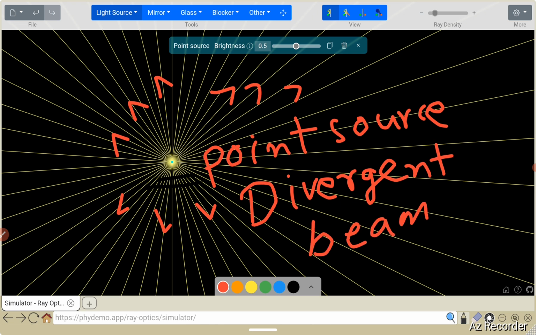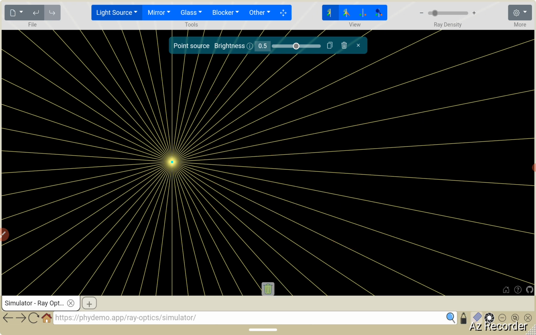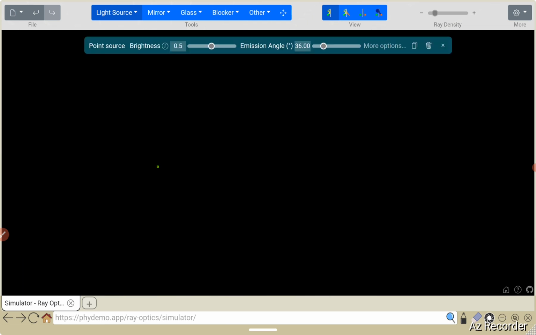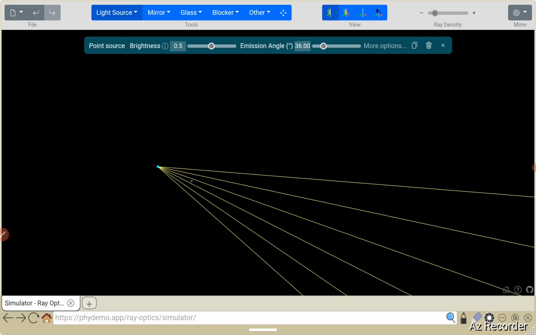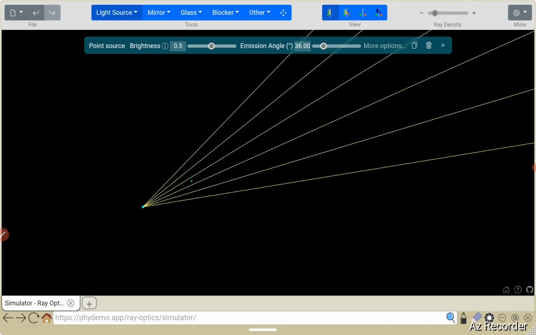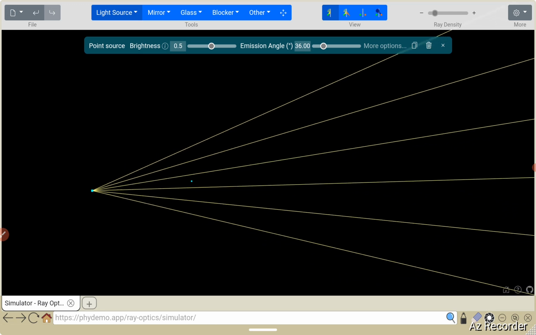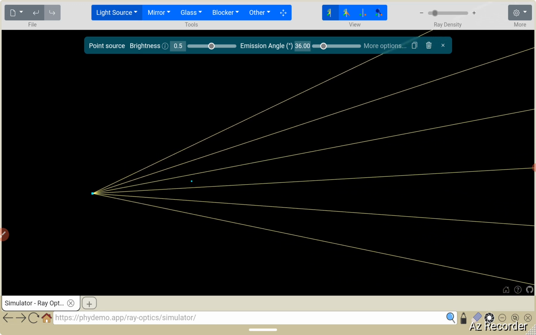Understood? This is divergent beam. Then we will go to another point source. It is less than 360 degree. That means it gives, observe here, in one direction the beam. So this is also same divergent beam only, and this is the point source.